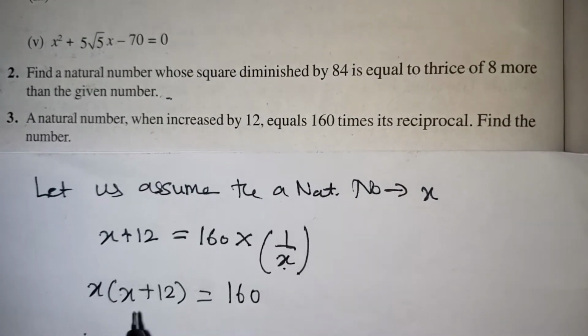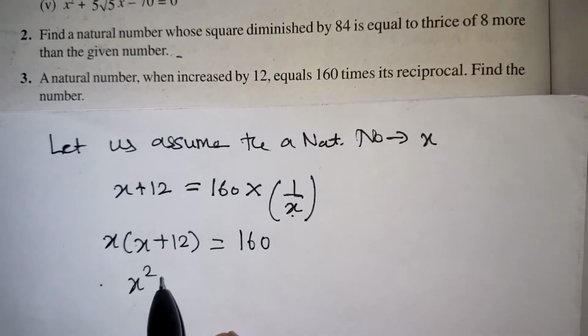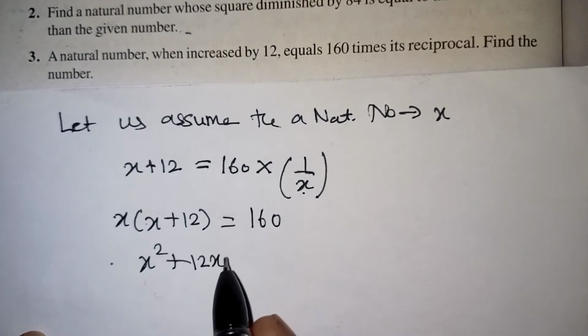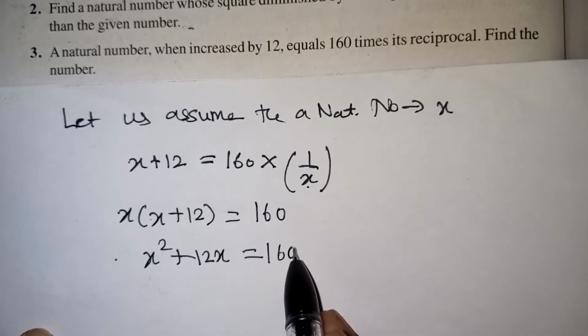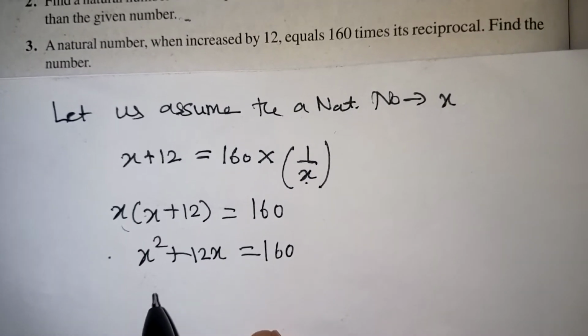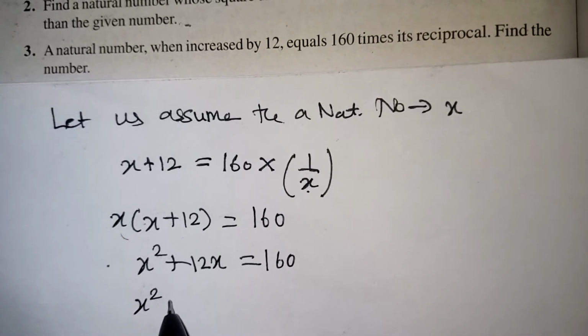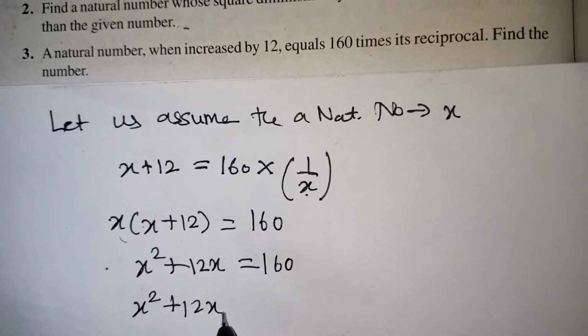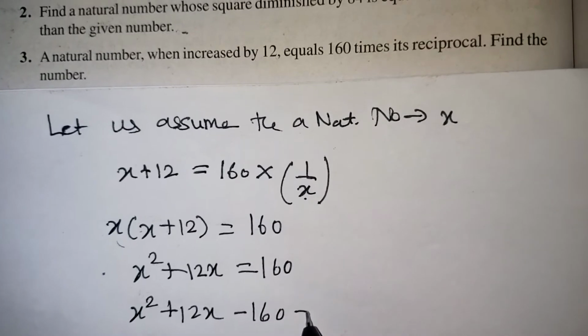Now we can write it. x into x is x squared. 12 into x is 12x, which is equal to 160. So the x we have multiplied inside with both the terms. Now plus 160, take it to that side, that is a minus 160. So x squared plus 12x minus 160 is equal to 0.